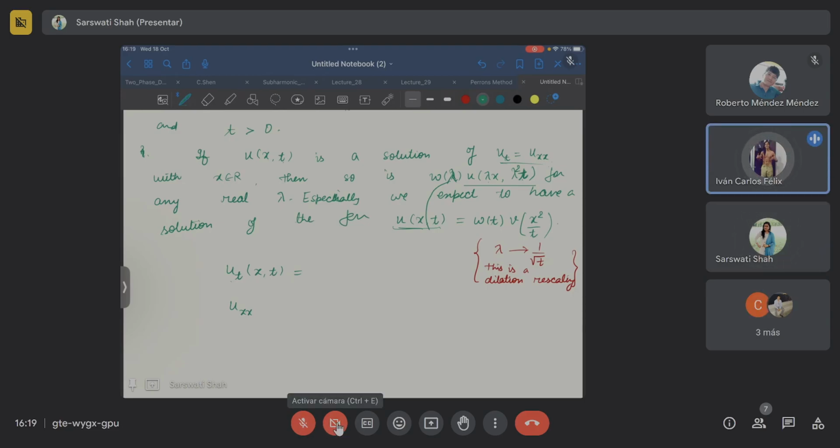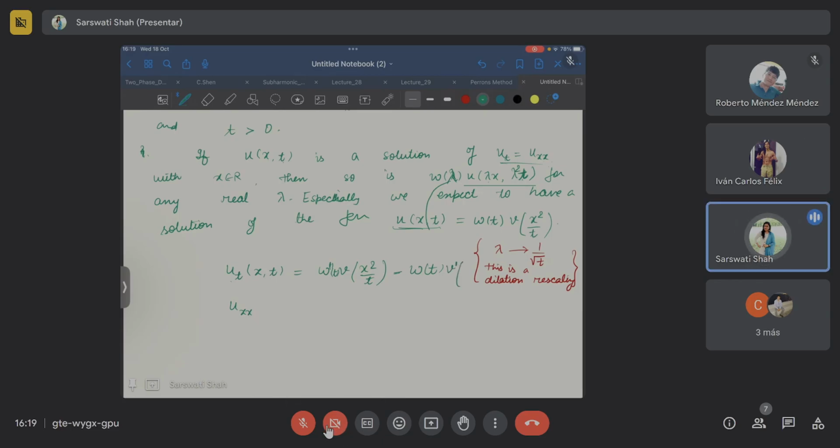It's the derivative of w multiplied by v of x²/t. Then it's minus w(t) v'(x²/t), na? Multiplied by x², and then you have the 1 over t², x² over t², because that's the argument. Yes, so this is a general function because we don't know the form of w, so this is the derivative with respect to t.